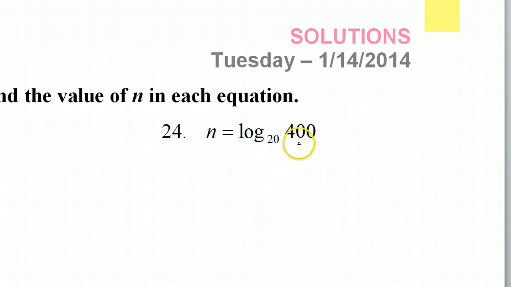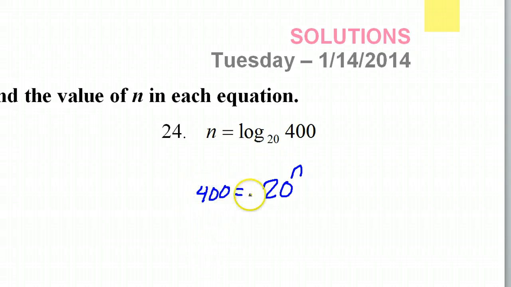So this is going to take a little work. Rewriting it in the other form, I've got 20 to the n power is equal to 400. Okay, it's not going to take a little work. n is 2, 20 squared.